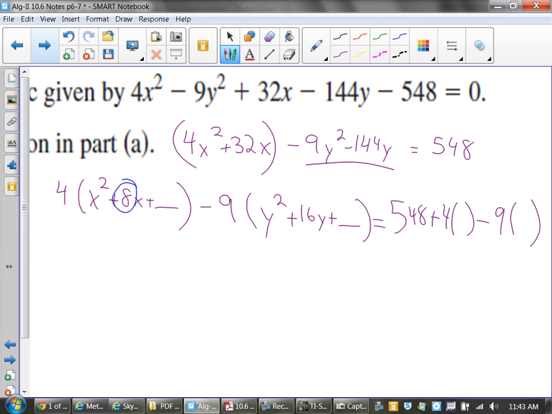What's half of 8? 4. What's 4 squared? 16. So I'm adding half of b and squaring it, add it to both sides. So I have 4 times the quantity, x plus 4 squared. Go to the 16. What's half of 16? 8. Square it. 64. Add it to both sides.